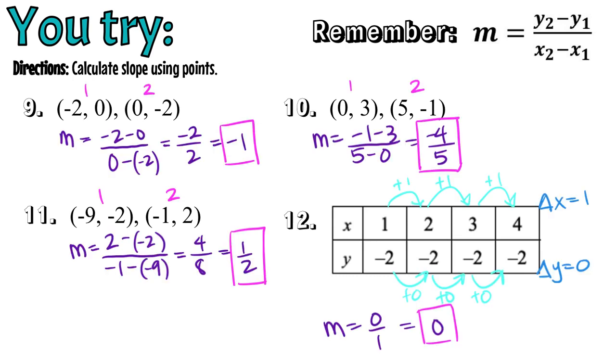All right, hopefully you paused the video and in number 9 you see that the slope ended up being negative 1. In number 10, we have a slope of negative 4/5. In number 11, we have a slope of 1/2. And in number 12, we have a slope of 0. And regardless of whether you chose this to be point 1 and this to be point 2, or if you chose this to be point 1 and this to be point 2, you will notice that when you simplify, your slope ends up being the same thing.